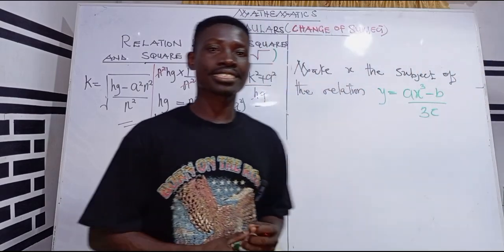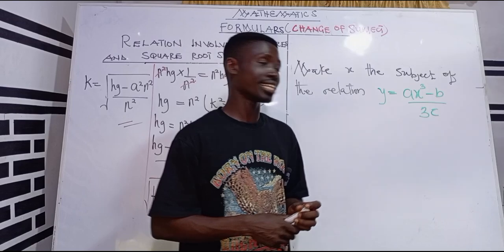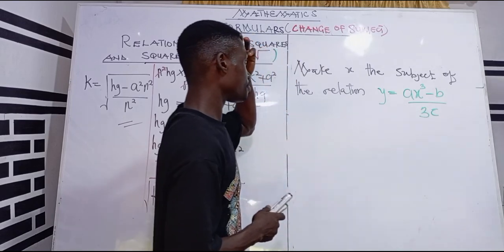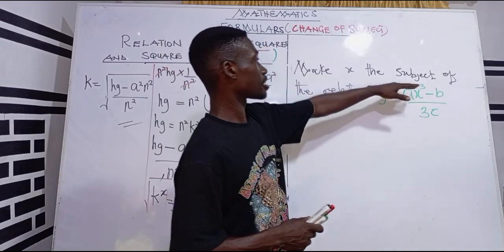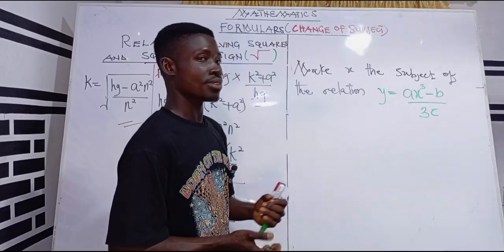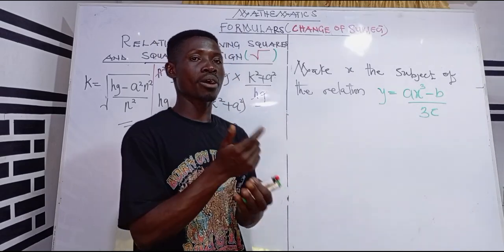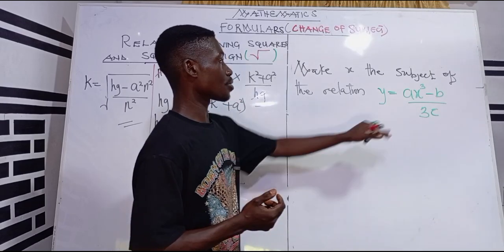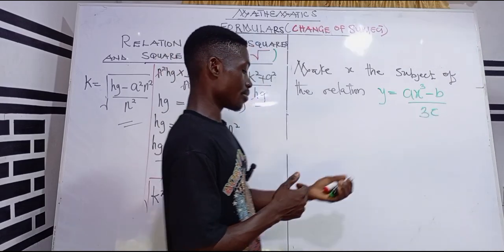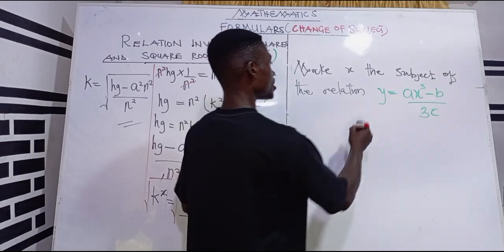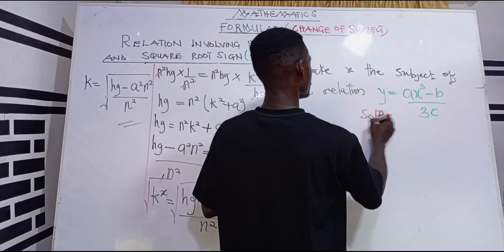So let's take our last example, and then we run out of here. Okay, this is our last example. We are to make x the subject of this relation. We are going to look at the one that involves a cube root or a power of 3. Okay, so we have one example here, and then we try our hands on it. Let's see. We have our solution.